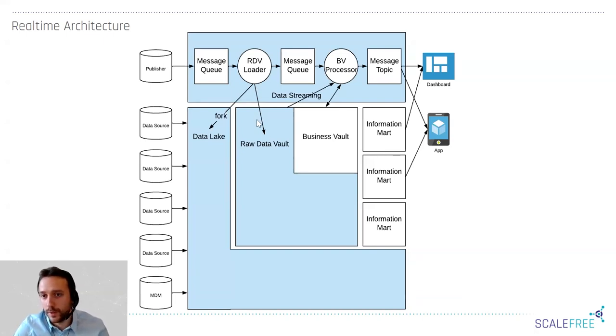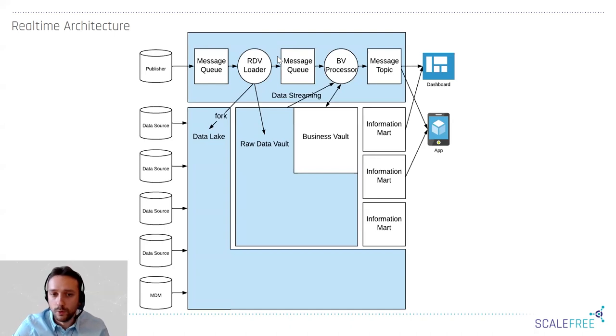One reason is to capture the data in its original format, especially when the message queue contains a lot of different data flows which are not yet all captured by the raw Data Vault. And once the data is needed to produce, let's say, new business value, the messages are analyzed and loaded into the raw Data Vault from the data lake.